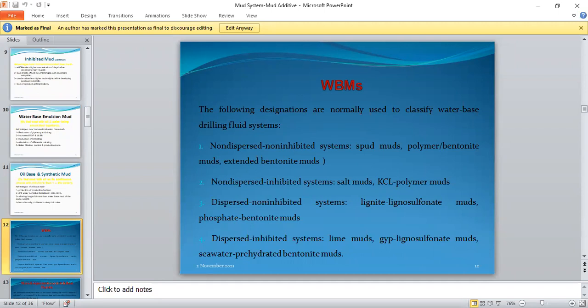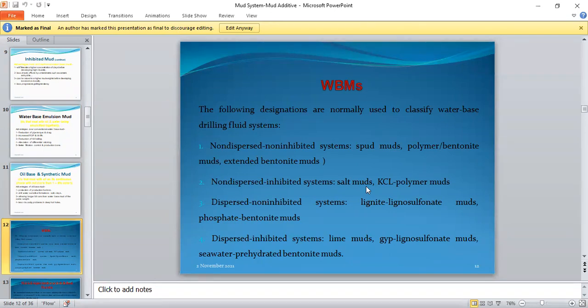Then you have the non-dispersed inhibited. Take note, the first one is non-dispersed, non-inhibited. Non-inhibited in the sense that we don't have chemicals that will take care of the clay, that will remove the sodium ion, that will make the clay not to react. Then we have non-dispersed inhibited system. We have salt mud, as in the salt, you know, sodium chloride. We have the KCl polymer mud system.